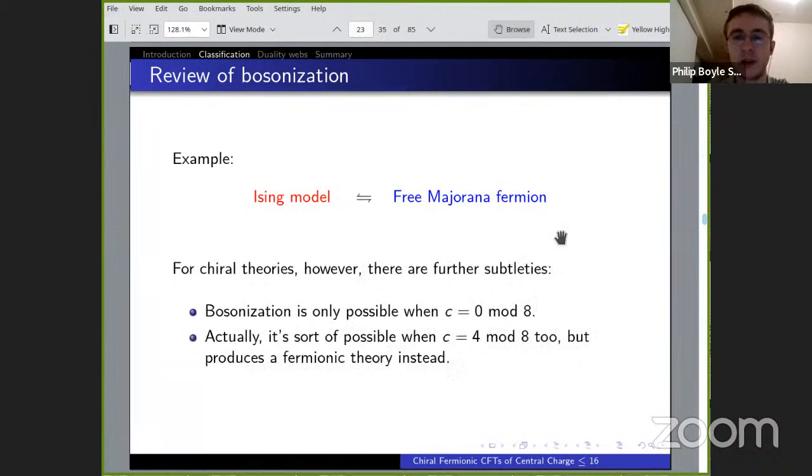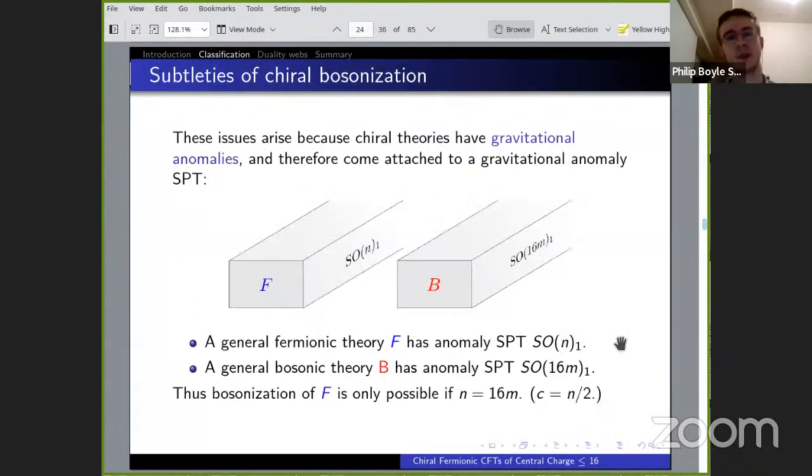But for chiral theories, however, there may be further subtleties. For example, bosonization is only possible when the central charge is 0 mod 8, or more generally, the difference between c and c bar is a multiple of 8. Actually, it's sort of possible to bosonize when c equals 4 mod 8 too, but in that case, it produces a fermionic theory instead, which we'll discuss in a bit.